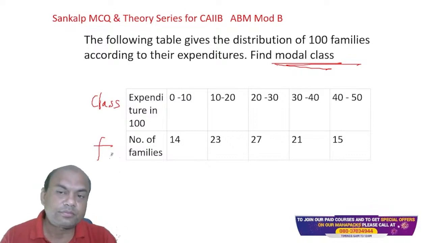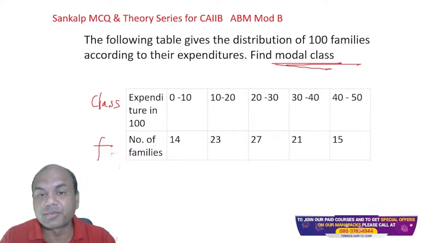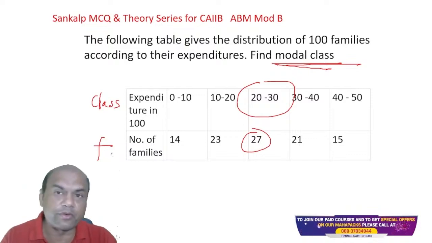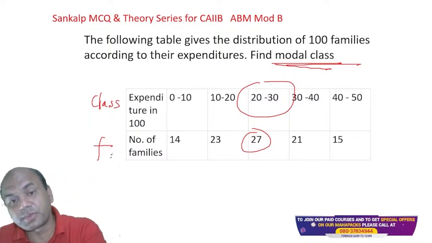So, which is the modal class over here? Highest frequency, 27. So, which is the modal class? This. Now, if you want to find the mode of this, there is a separate formula. That's a big formula. Okay. So, that's why I suggest you to join the paid classes over here.